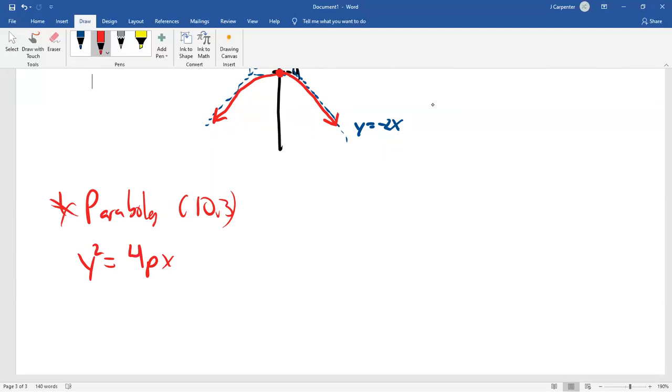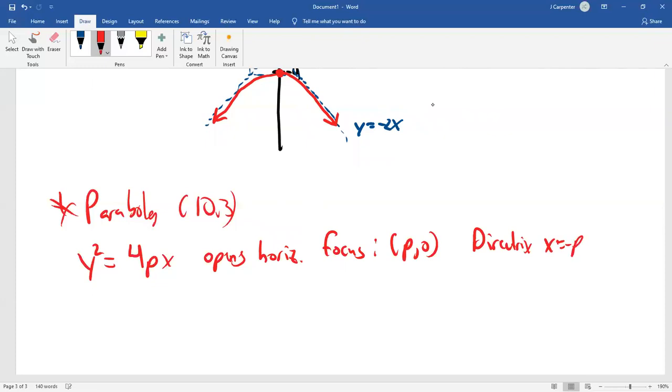So again, this is just something I feel the need to show you, to relate to. So y squared equals 4px. This opens horizontally. It has a focus. Since it opens horizontally, that would be p comma 0. There is no second focus for these. And then it has this thing called a directrix, which is the line x equals negative p, or it's x squared equals 4py. That's when it opens vertically.